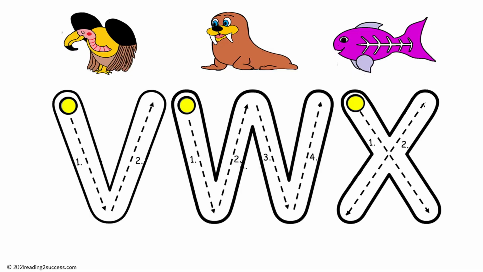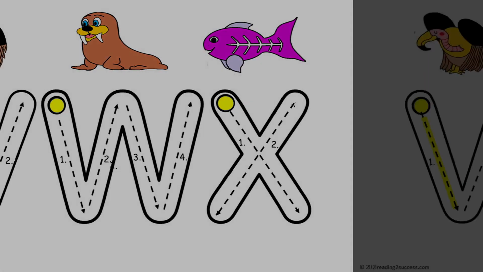This letter card has the three letters V, W, and X. They are all consonants. V makes the V sound heard in vulture. W makes a W sound heard in walrus. And X makes a X sound heard in X-ray fish.